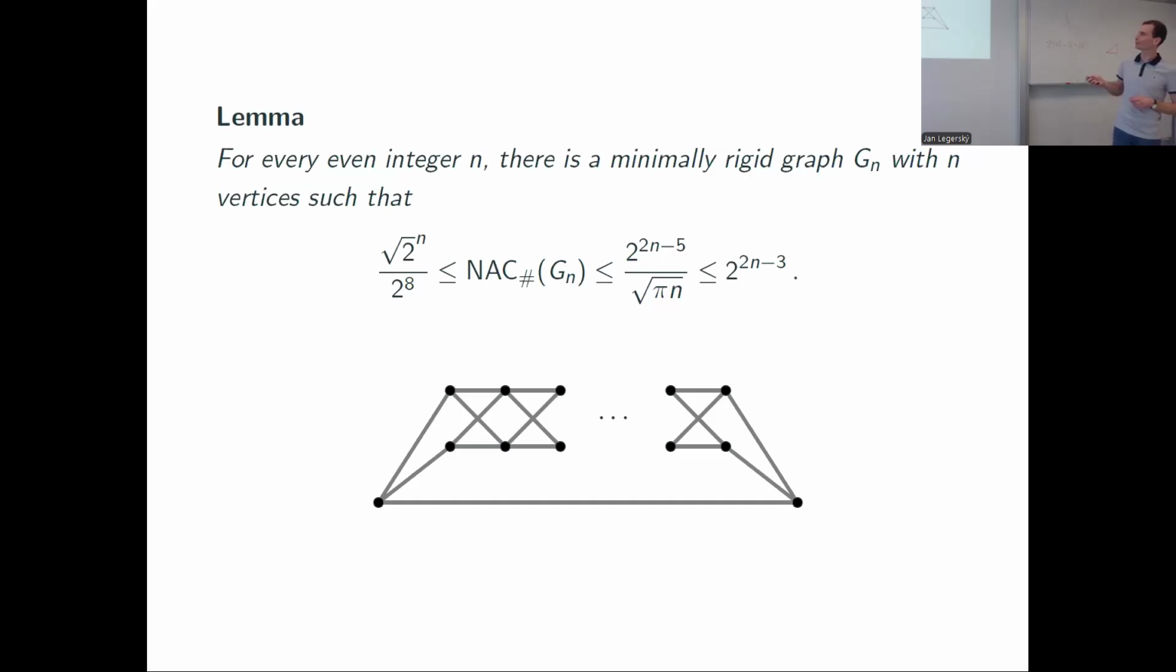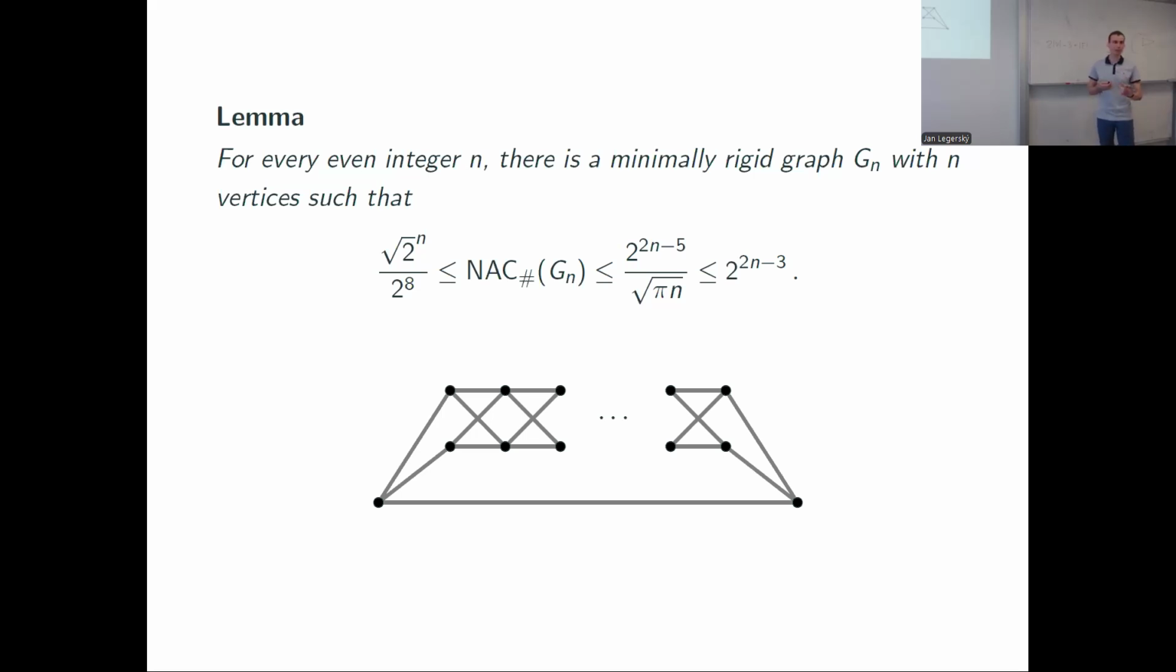So this is just to convince you that the upper bound we have, the general one, is better than the naive one for minimally rigid graphs. But yeah, I mean, they are pretty far from each other. This square root of 2 to the power of n, 4 to the n is quite a big gap.